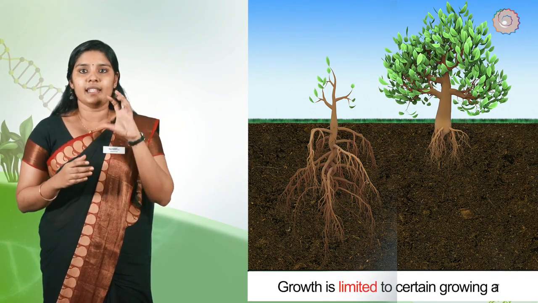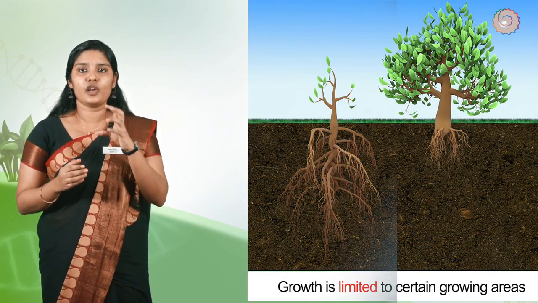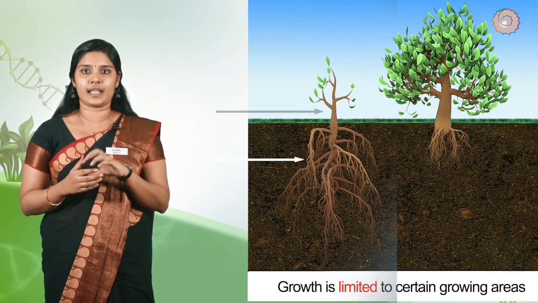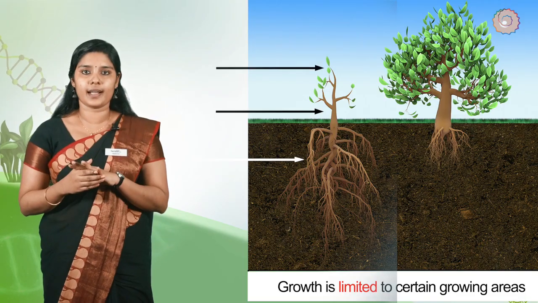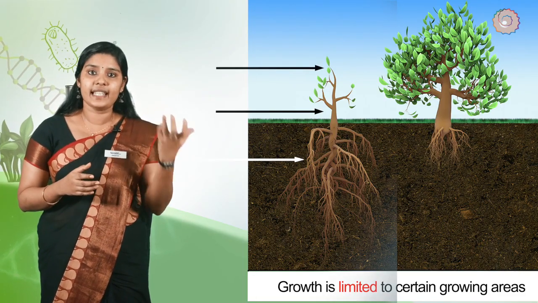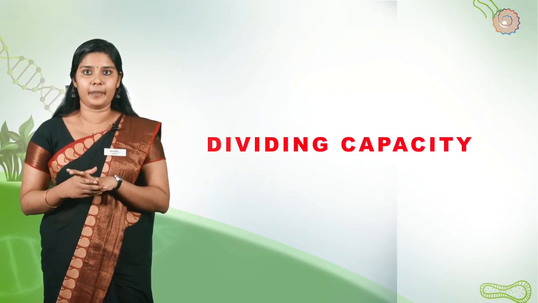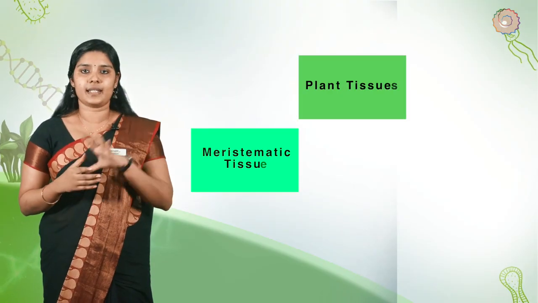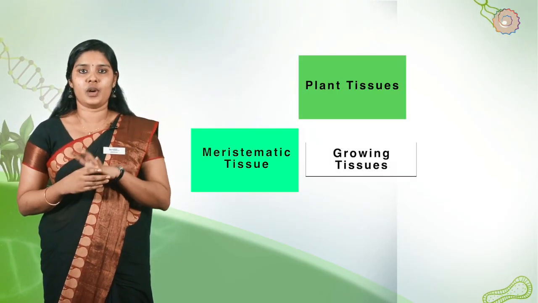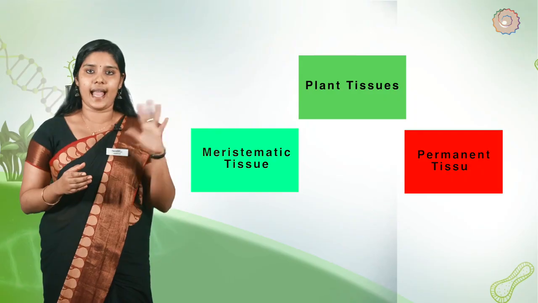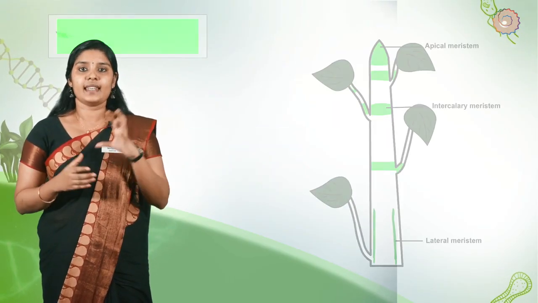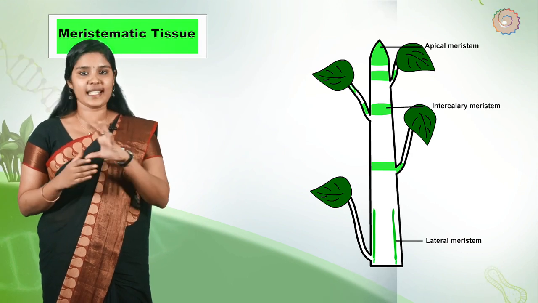In plants, the growth occurs in certain regions, growing portions of the plant such as the root as well as shoot regions, and also there are non-growing parts in a plant consisting of dead cells which do not divide. So, on the basis of dividing capacity, plant tissues can be categorized into two: meristematic tissue or growing tissue, which is capable of dividing, and permanent tissues, which consist of dead cells.